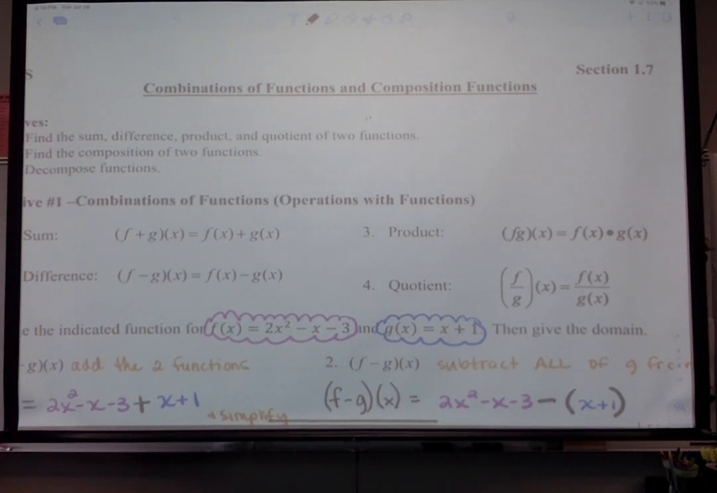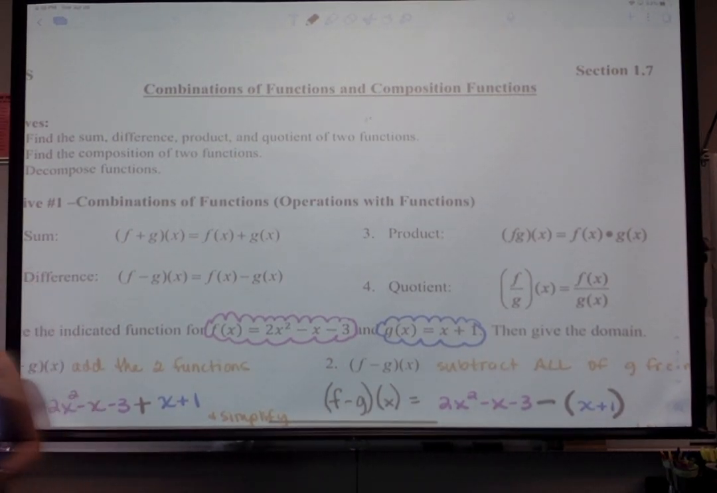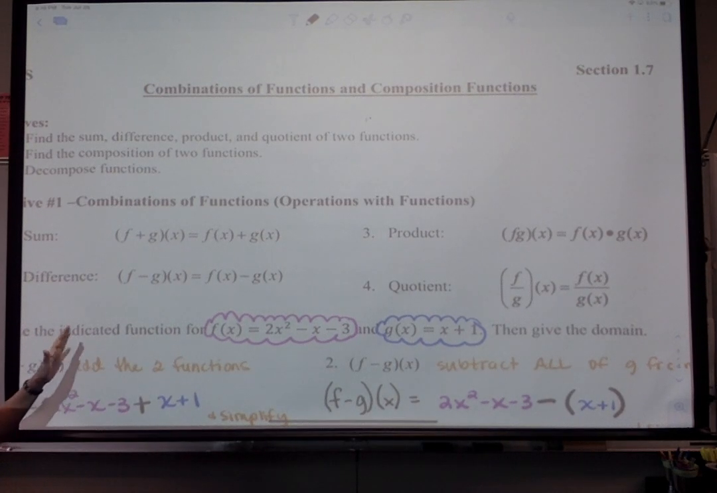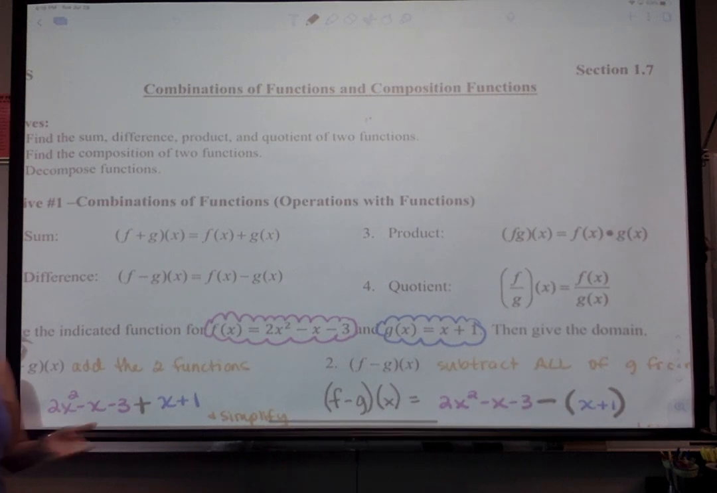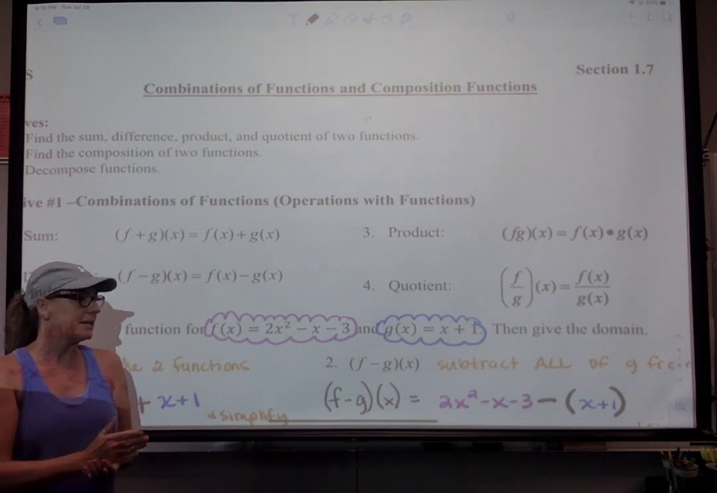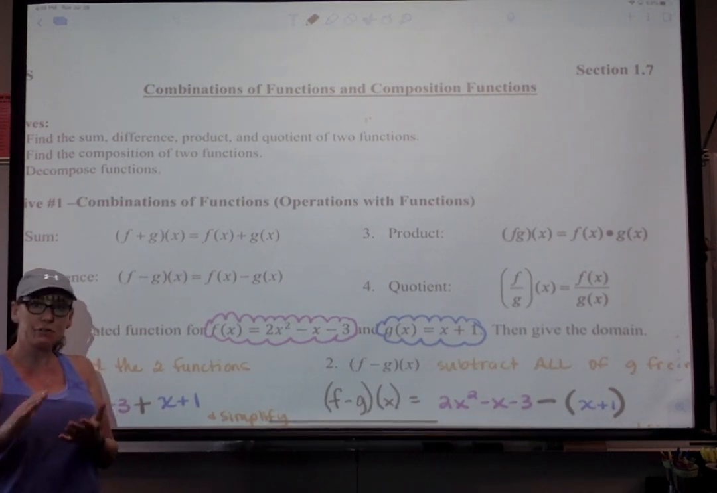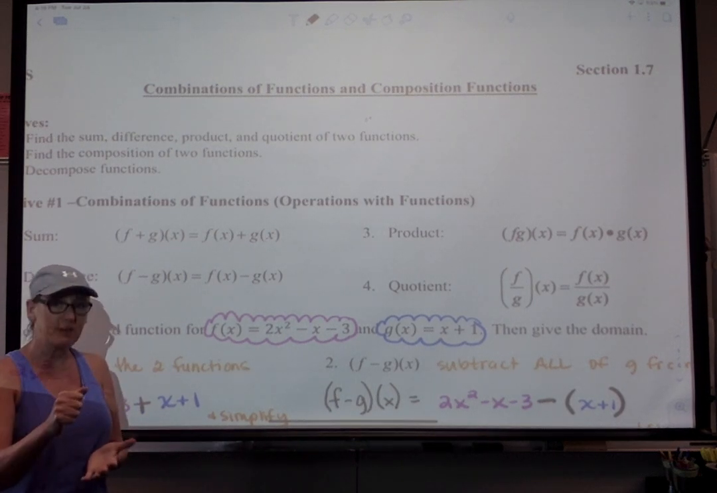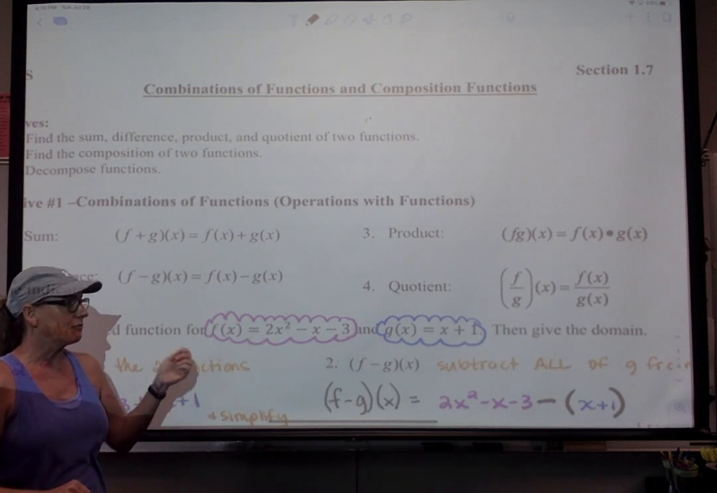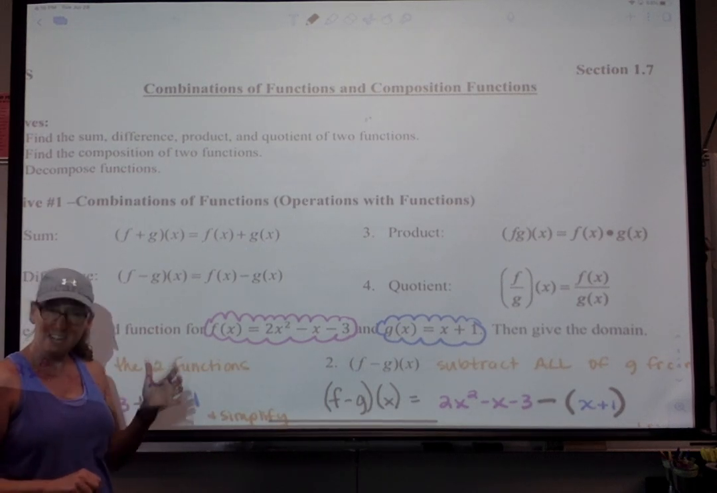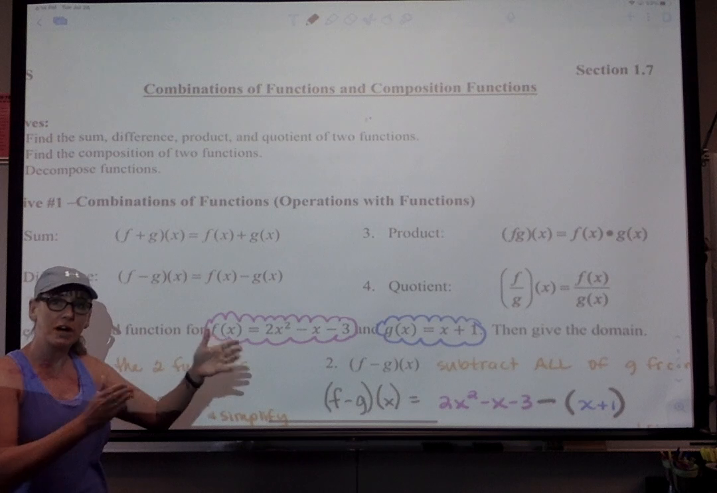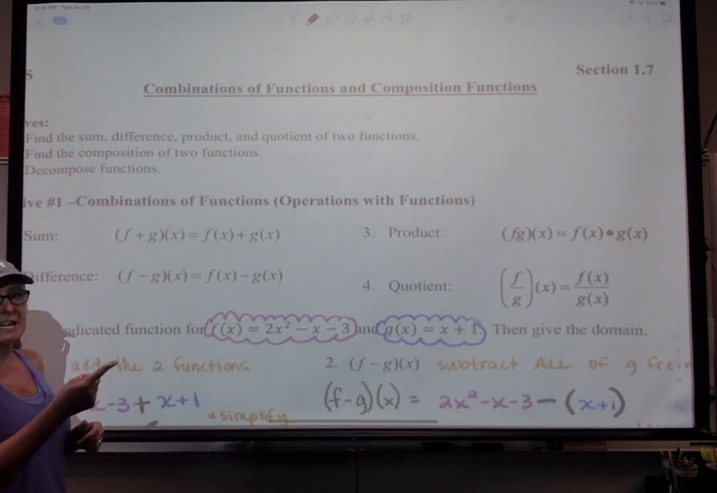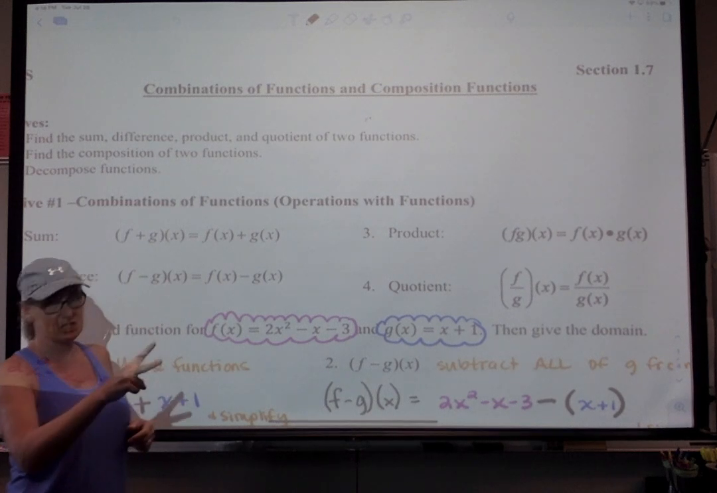I have your 1-7 notes pulled up, and I've got them all filled out, but I'll go over them step by step with you. Again, you watch the video at your speed, so if you're okay with me flying through, then fly through with me. If you need to stop and copy, pause the video and copy. If I say something and you think, I think I need to hear that again, stop, rewind, listen to it again. So we're looking at combinations of functions and compositions of functions.